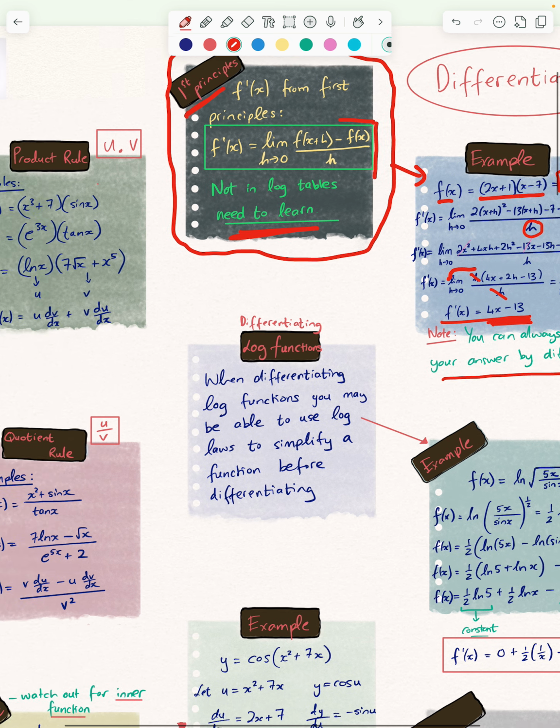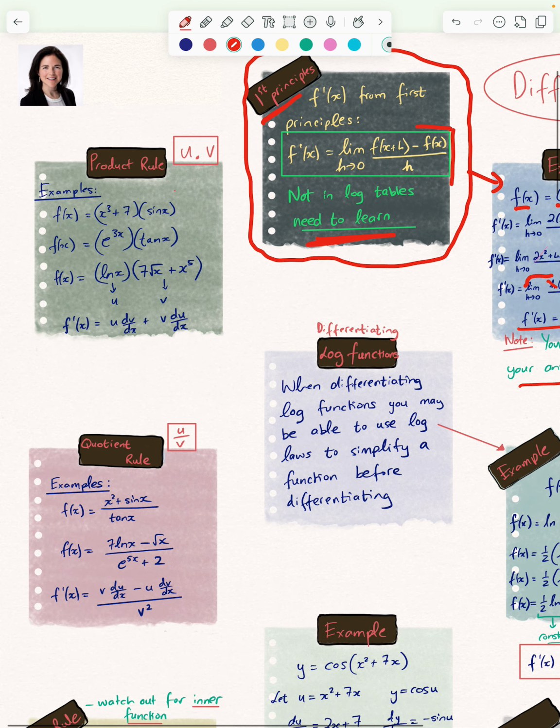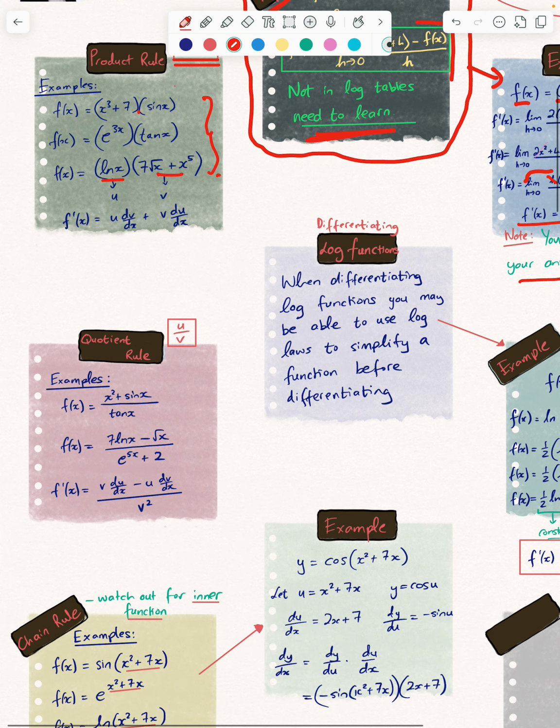Okay, then the rules that you have in your log tables on page 25 include the product rule, and you need to know when you apply each of the following rules. So the product rule you apply when you have a product, one function times another function. Here's a few examples of instances where you'd use the product rule. And then the quotient rule you use when you have one function divided by another function. So examples here where you might use the quotient rule are the following.